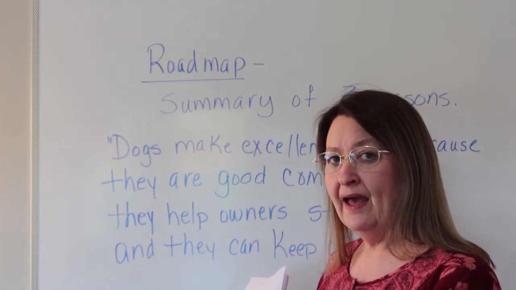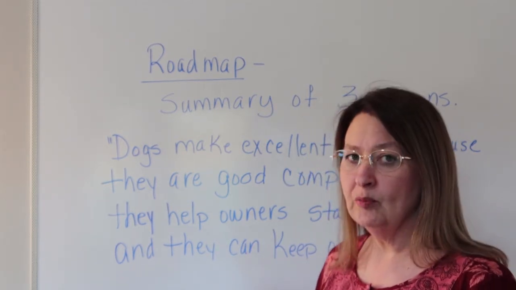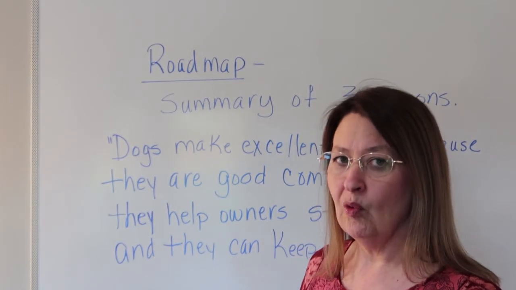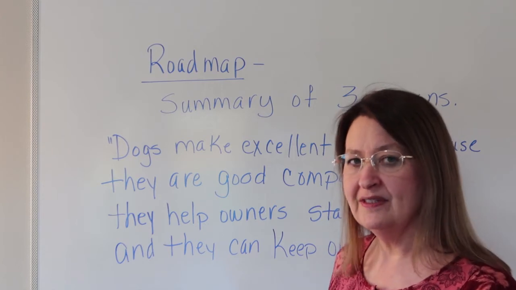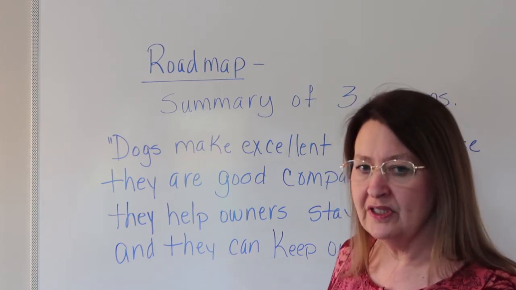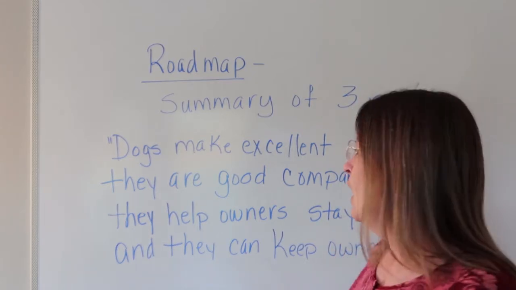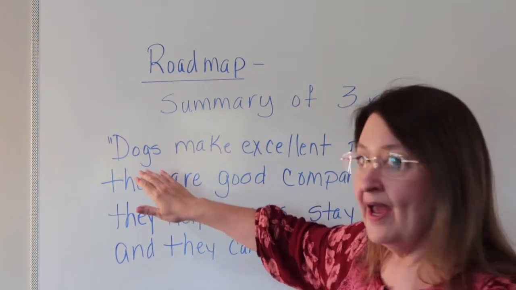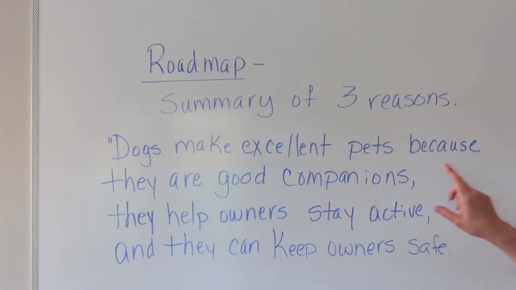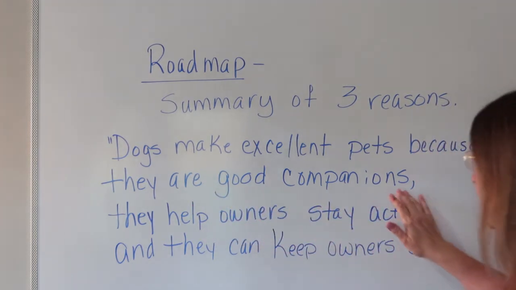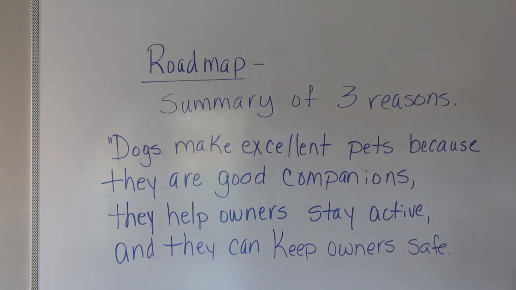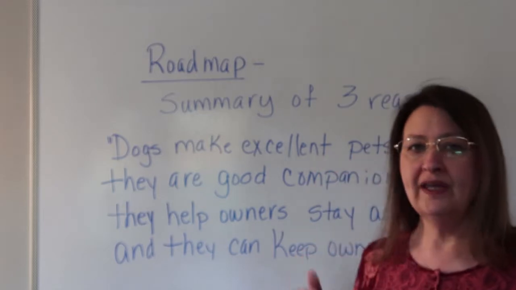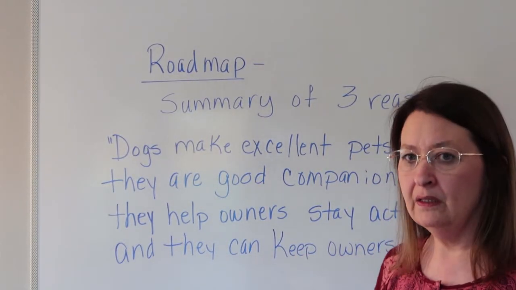And on your guide here, it says 3 reasons, 1 counterpoint if possible. We're going to talk about a counterpoint a little bit later, but for now, let's just stick with 3 reasons that would support my thesis statement. And my sample thesis was that dogs make good pets. So, my summary or my roadmap would say dogs make excellent pets because, now's when you want to put because in here, they are good companions, they help owners stay active, and they can keep owners safe. This lets the reader know exactly what is coming in my essay.